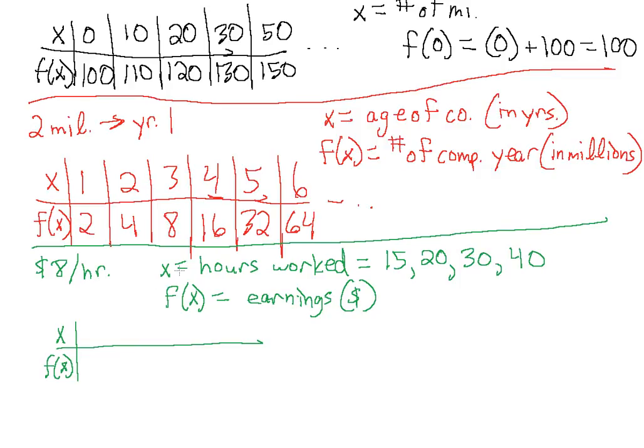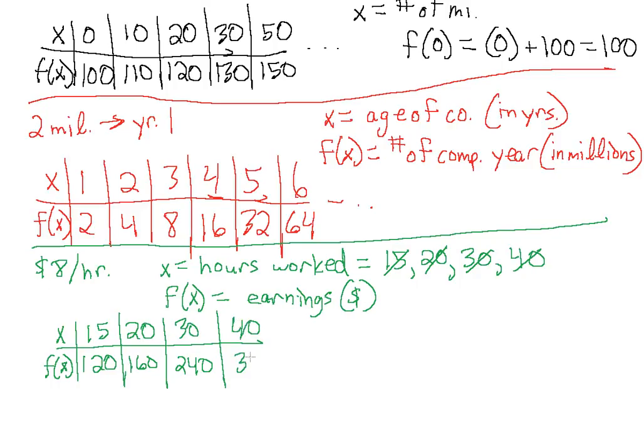Okay, so the first one is 15. He works 15 hours. Well, we simply find his earnings by multiplying 15 times 8, which gives us 120. If he works 20 hours, we multiply 20 times 8, which is 160. If he works 30 hours, we multiply 30 times $8 an hour, which is 240. And if he works 40 hours times $8 an hour, that is $320, and so on and so forth.